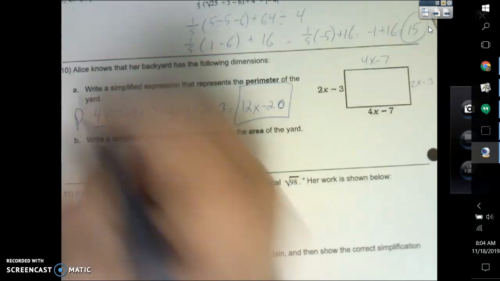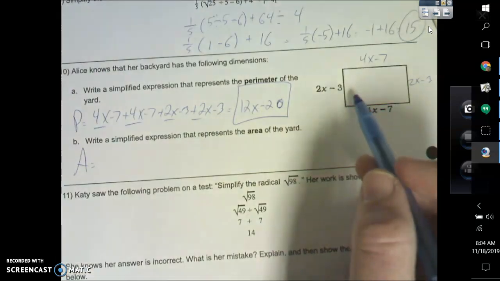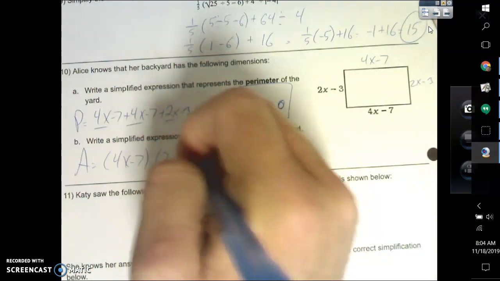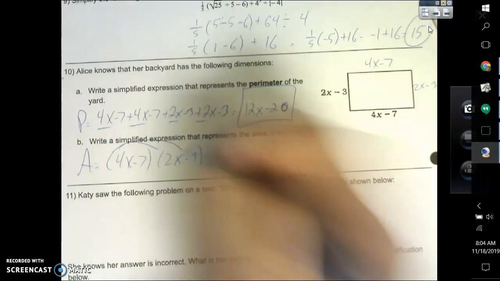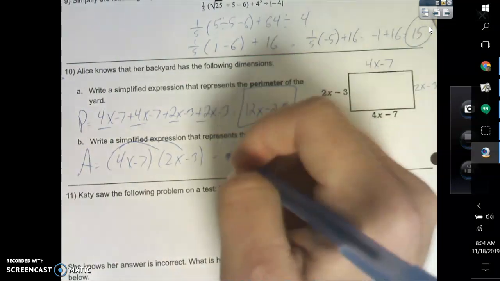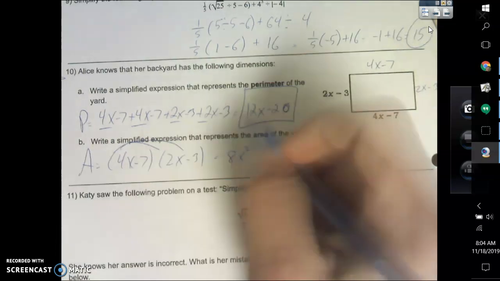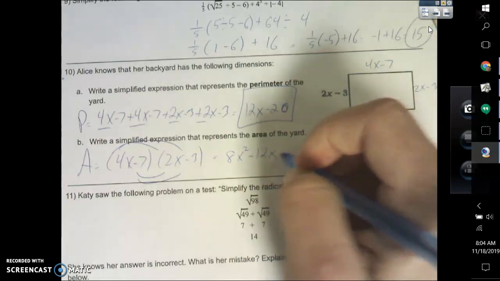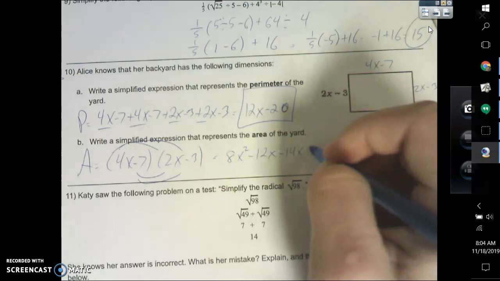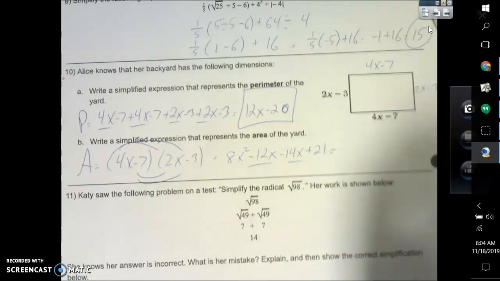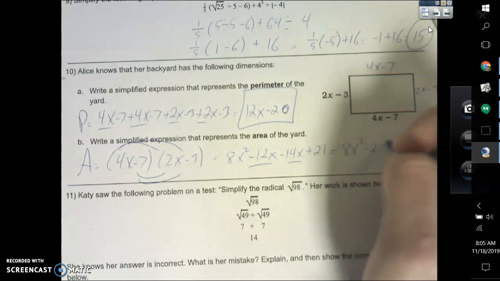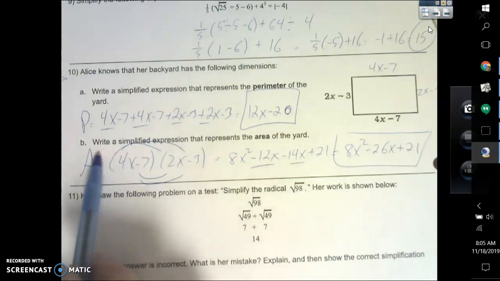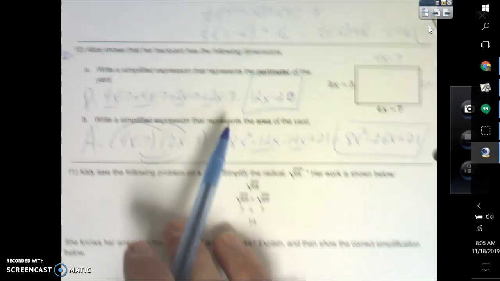Okay? Now, area is length times width. What's your length? 4x minus 7. What's your width? 2x minus 3. You are foiling. Okay? 4x times 2x is 8x squared. 4x times negative 3, negative 12x. Negative 7 times 2x is negative 14x. Negative 7 times negative 3 is plus 21. You can combine them together. They're all good. They love putting these two problems on the Keystone. They love it. Perimeter and area. It's like one of their favorite ones.